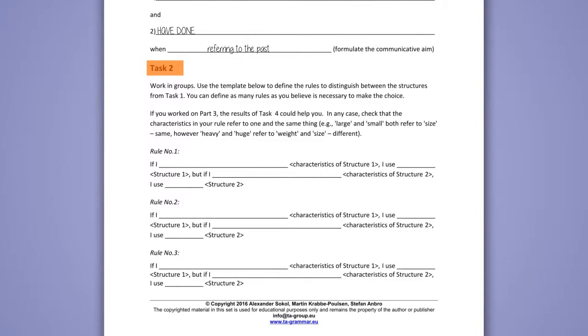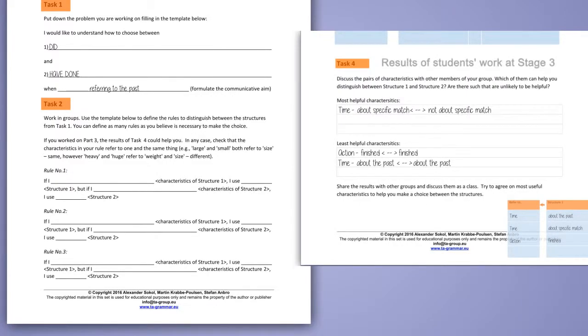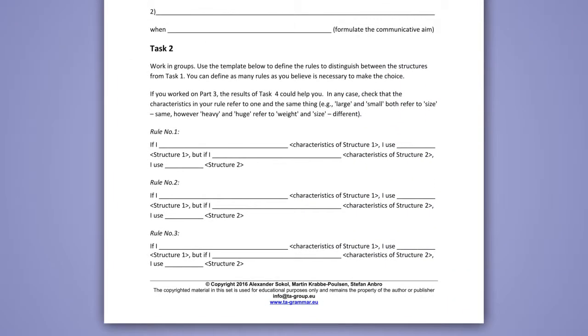Students work in groups and fill in the template they are offered. If students previously worked on part 3, the teacher can invite them to have the results of their work on task 4 in front of them. When defining the rules, students should find one or several parameters where values of structures in question differ. When such a parameter is found, the formulation of a rule is just a question of phrasing it.